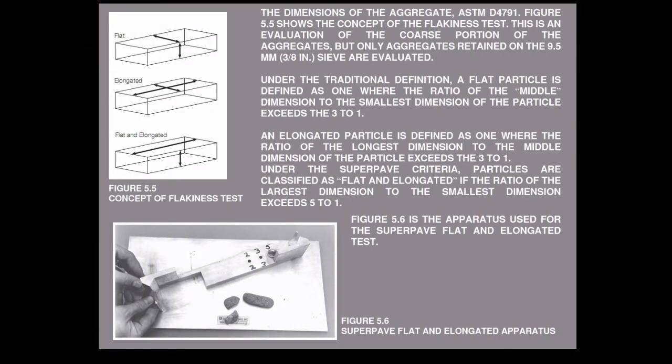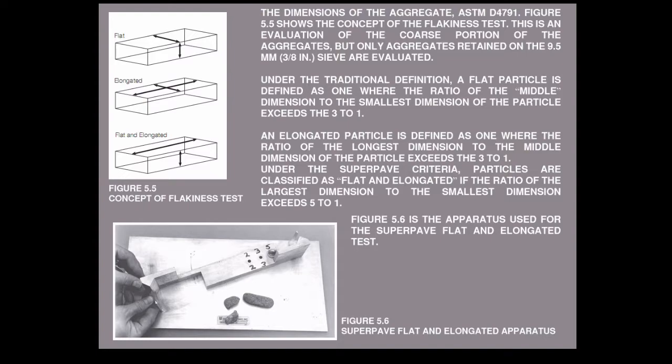The dimension of the aggregate, ASTM D479 and 1. Figure 5.5 shows the concept of the flakiness test. This is an evaluation of the coarse portion of the aggregate, but only aggregate retained on the 9.5 mm sieve are evaluated. Under the traditional definition, a flat particle is defined as one where the ratio of the middle dimension to the smallest dimension of the particle exceeds 3 to 1.